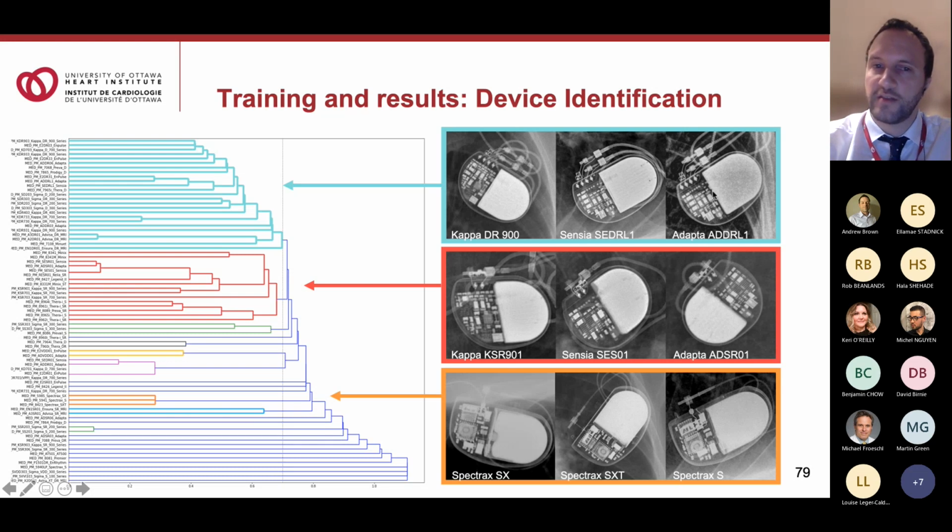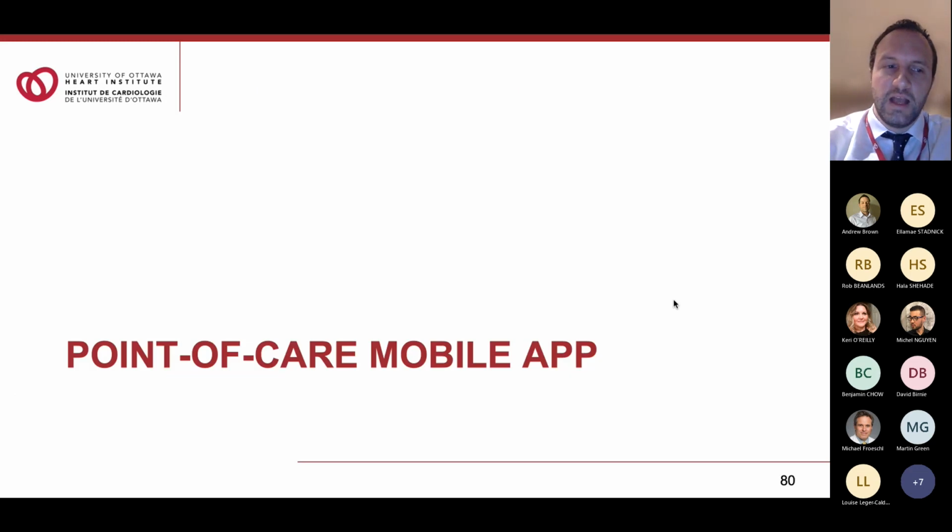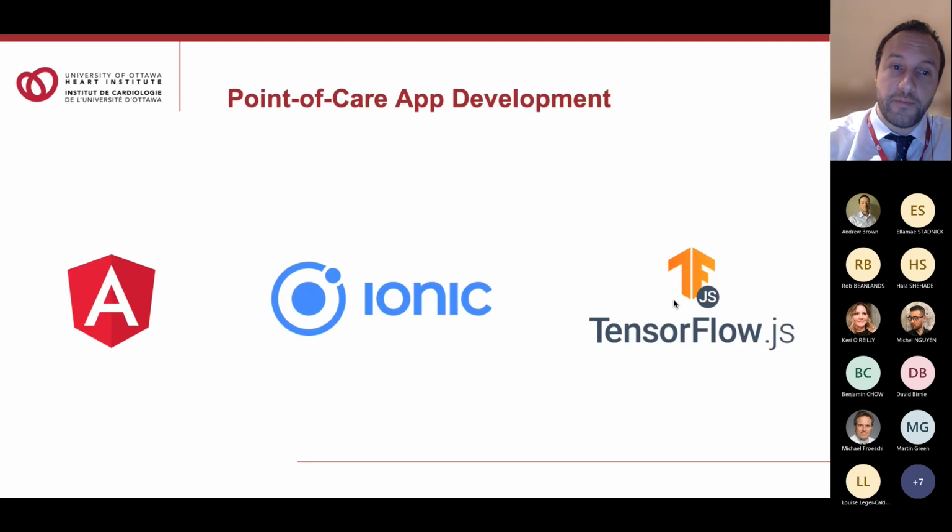You see 2 connectors in this case. In the red cluster, we have single lead devices in this case. And despite the devices having, again, very different names, they're all very, very similar under X-ray imaging. Of course, we can move even one step further and devise a mobile app based on this.